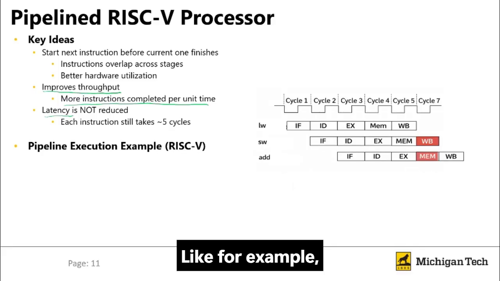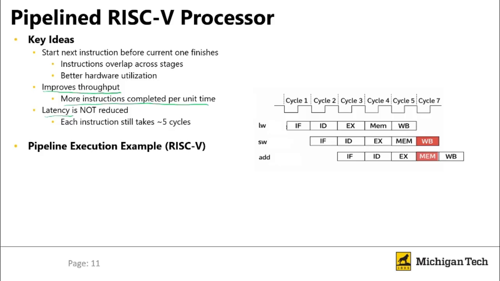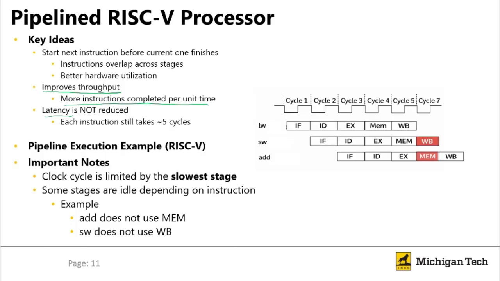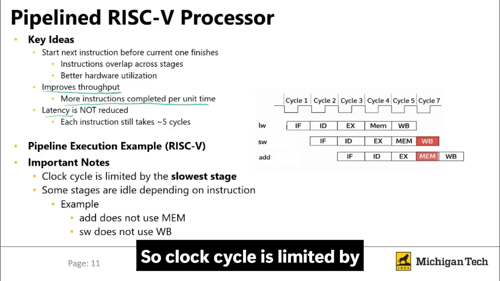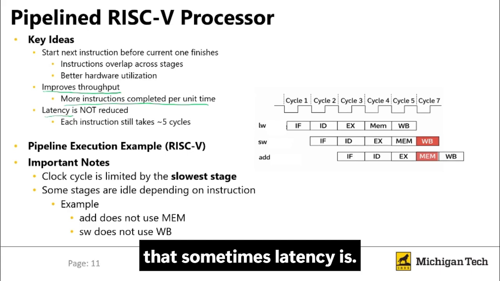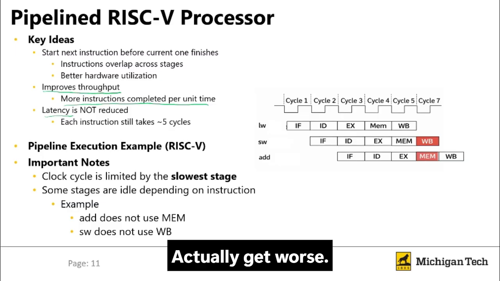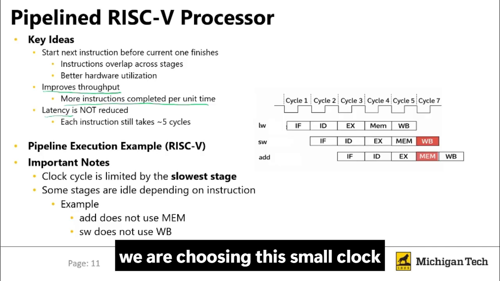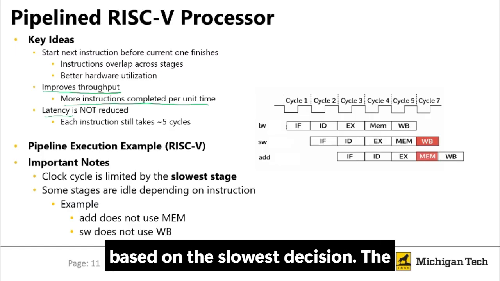Like for example, we can see that in the next page. So clock cycle is limited by the slowest stage. This is very important. Actually, that's the reason that sometimes latency actually gets worse, because we are choosing these small clock cycles based on the slowest stage.